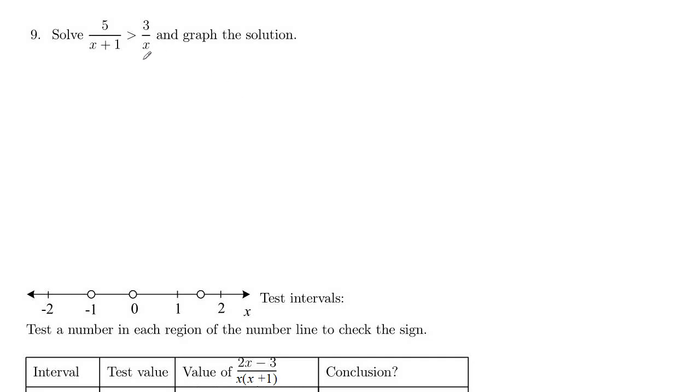So in problem number 9 here, we have a rational inequality. And remember, what you want to do there is solve the equation first to find your key numbers, and then you're going to use a chart with test values to find out when this inequality is true.